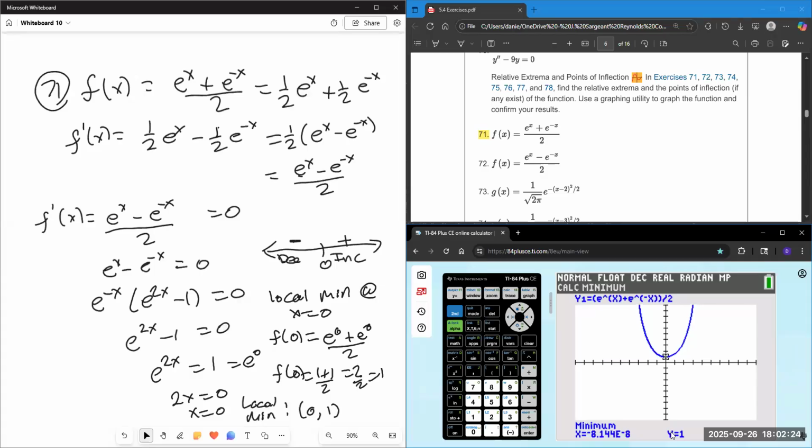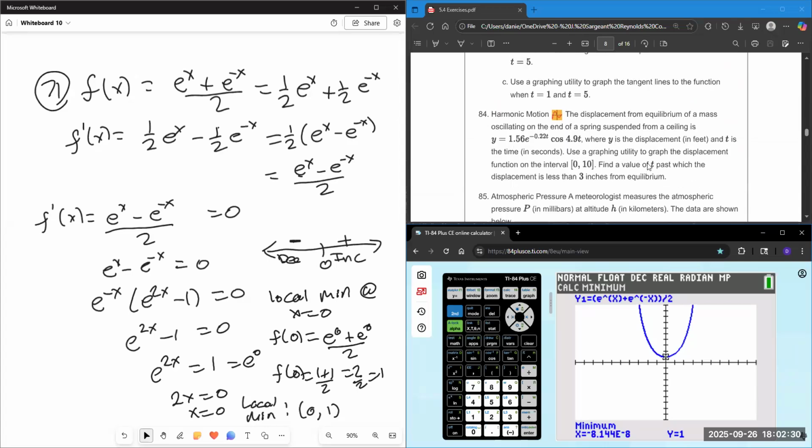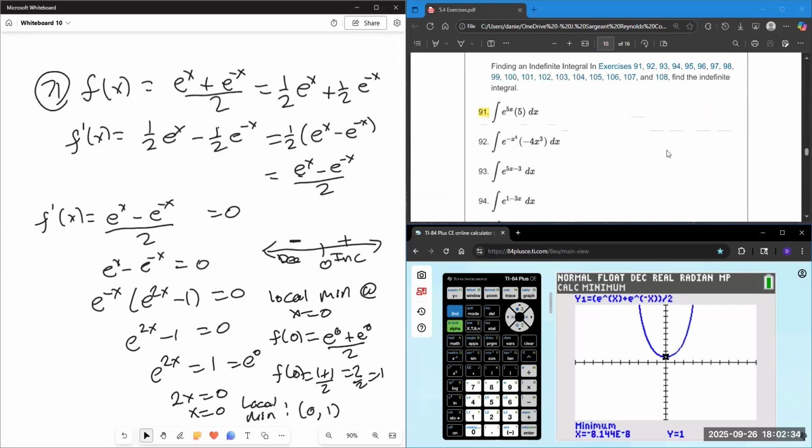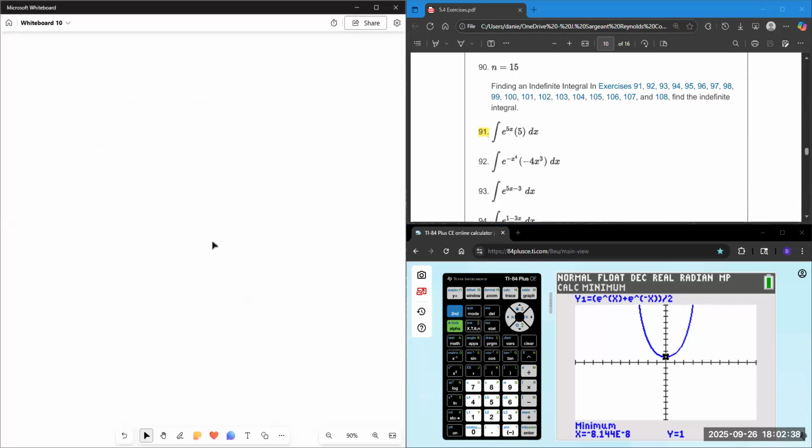All right, moving on to integration problems with number 91. We'll be using the technique that the integral of e to the u du is equal to e to the u plus c. We may be using some other techniques as well, but that's the main one that we learned in this section.